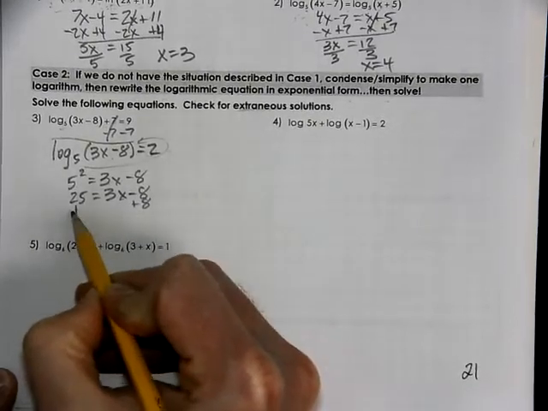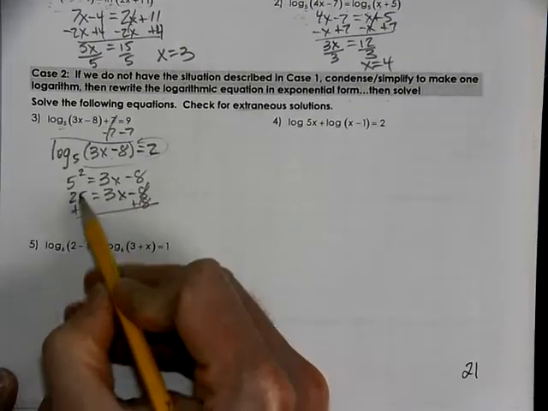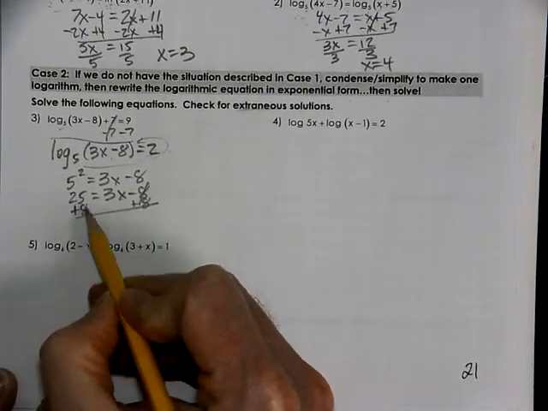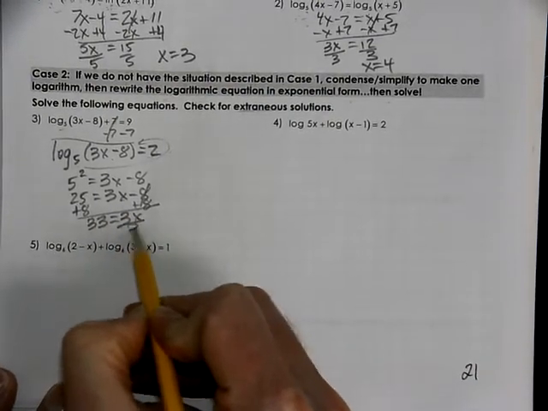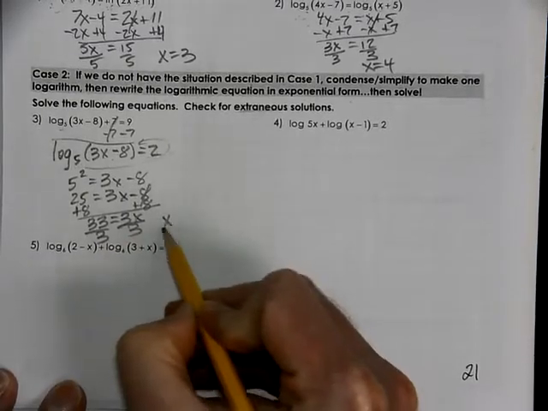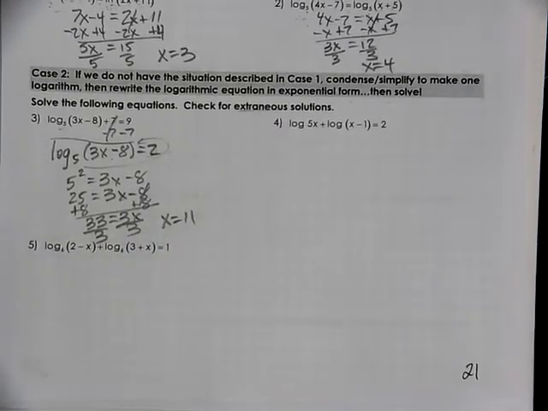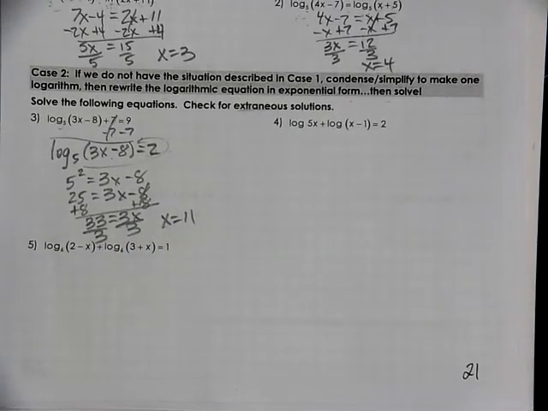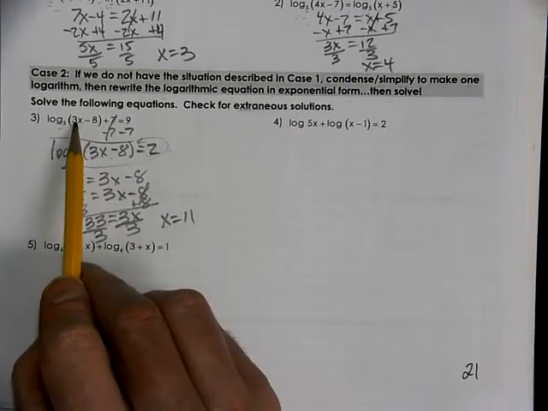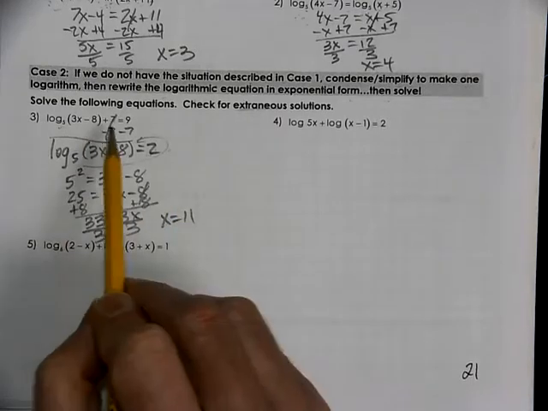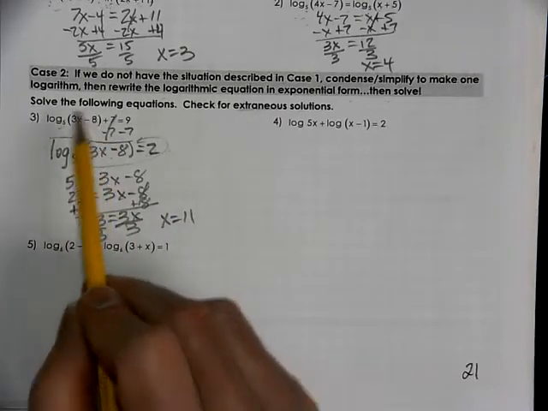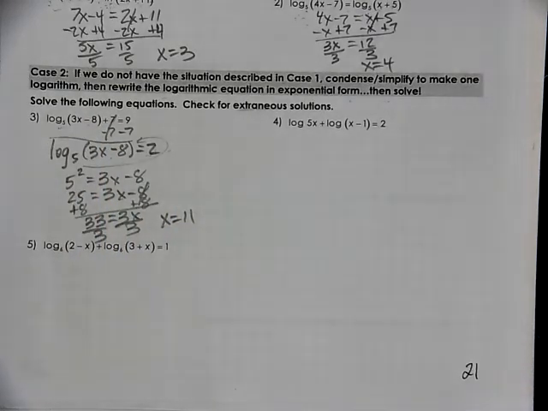We would add the 8 to the other side to get 33 and divide by 3. So x equals 11. When x equals 11, we can plug it back in. 33 minus 8 is not a negative answer, so we do not have an extraneous answer.